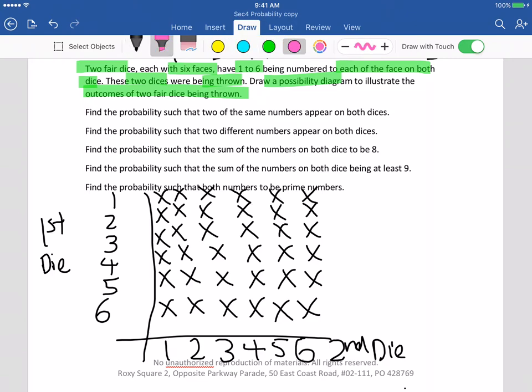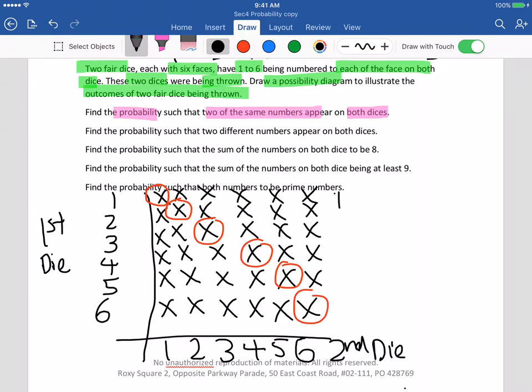The question asks me to find the probability that two of the same numbers appear for both dice. So which two numbers appear? It can be 1, 1. It can be 2, 2. It can be 3, 3. 4, 4. 5, 5. 6, 6. So for the first answer, how many circles have I circled? So the probability for part A is just what? 1, 2, 3, 4, 5, 6 over the total outcomes, 36. Reduce it to lowest terms, just 1 over 6.